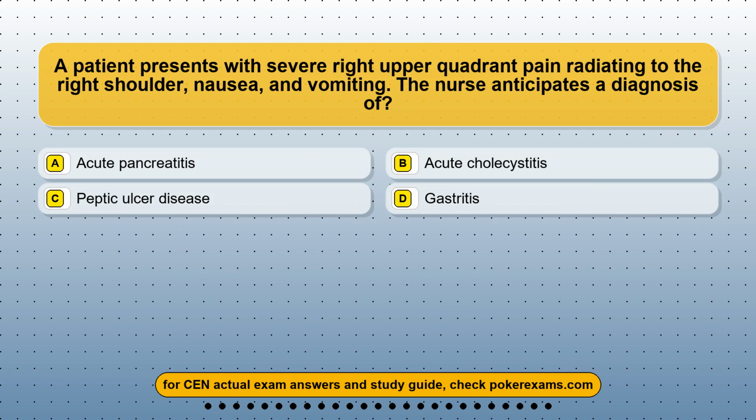Question 8. A patient presents with severe right upper quadrant pain radiating to the right shoulder, nausea, and vomiting. The nurse anticipates a diagnosis of Option A, acute pancreatitis. Option B, acute cholecystitis. Option C, peptic ulcer disease. Option D, gastritis.